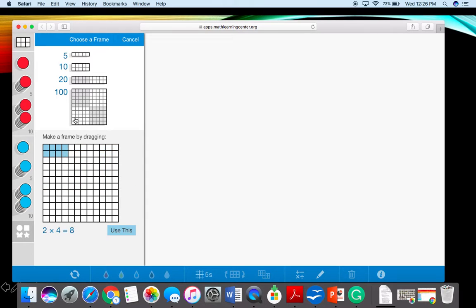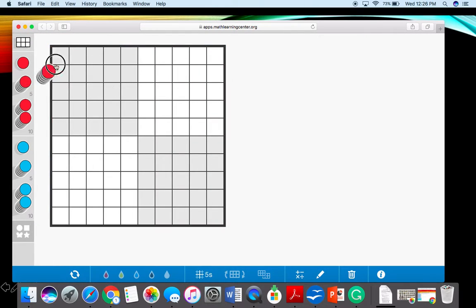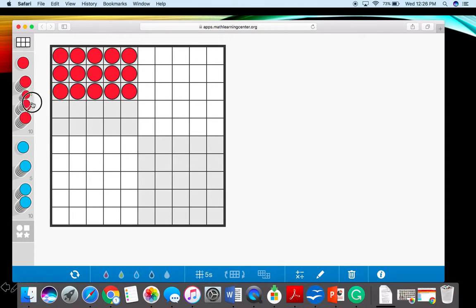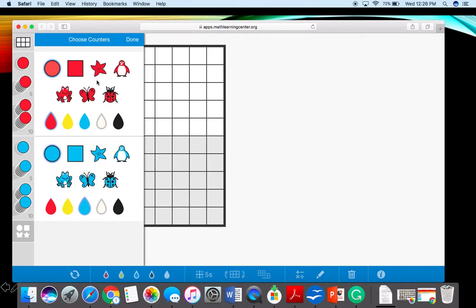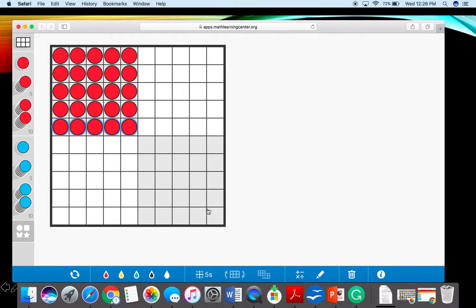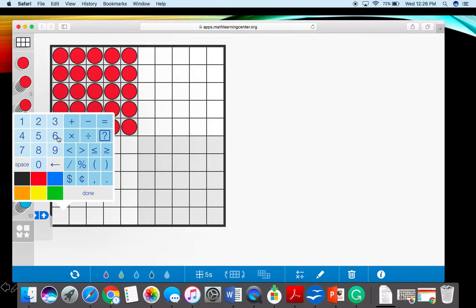You just can pull the 100 over. So let's say I have 5 here, and I can move them where I need to. And let's say I have a second group of 5, a third group of 5, a fourth group of 5, and a fifth group of 5. Students can use the blue ones to differentiate between different groups. They can also change the counters to different images. Using this tool, students can type out the equation, or they can use the pen to write out the equation.